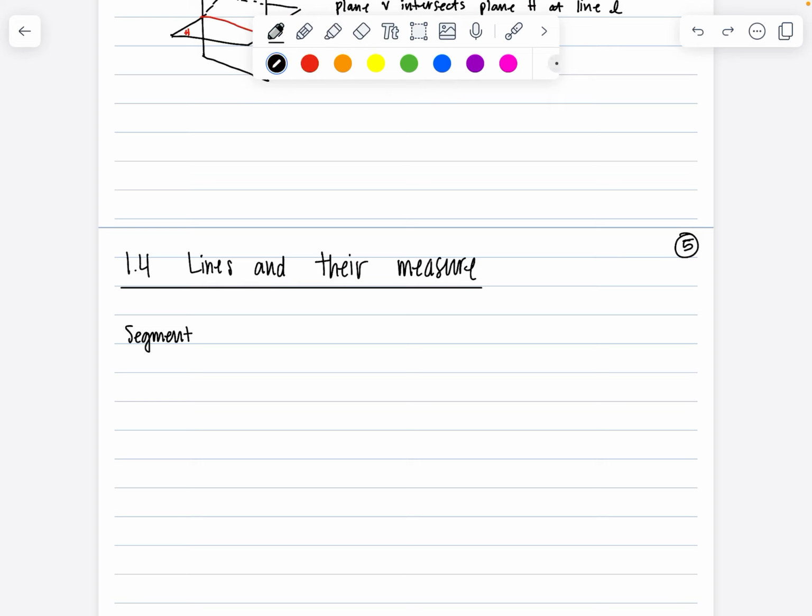We have a few new definitions that we need to go over. Lines and their measure. So lines, there are a couple variations of what lines are. As we know, a line is a pair of points, or infinitely many points, that go on in both directions. So there are infinitely many points on this particular line. If I call this, for instance, A and B, this would be line AB.